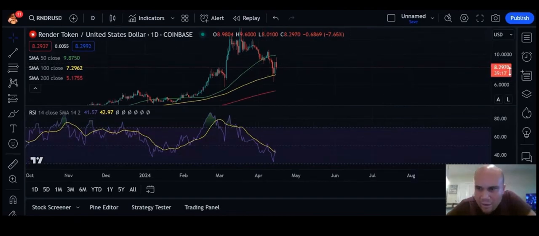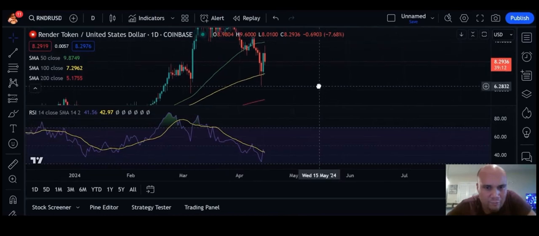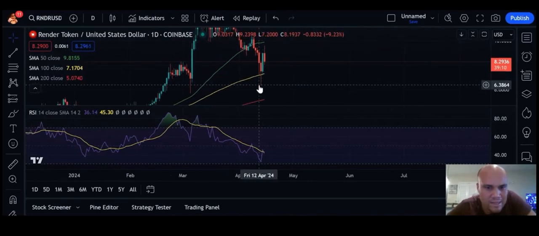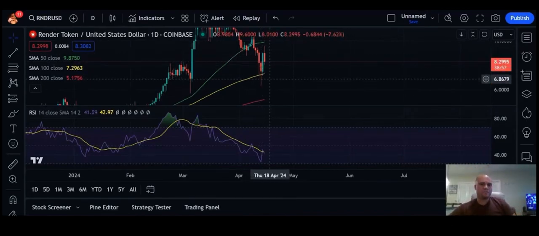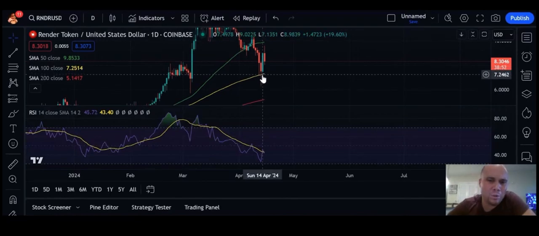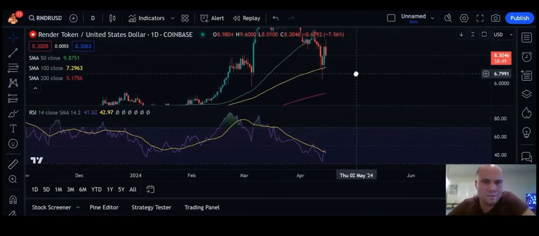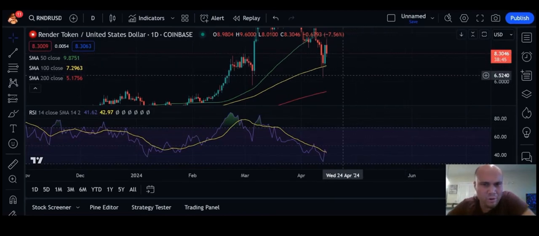Looks like we had that earlier this weekend. Let me zoom in on the chart here. Render on Saturday got as low as $6.32 on Coinbase, and we ended up closing out at about $7.51. So we shot through that 100-day moving average, but we were able to close above it. That's good for those who are trying to build some support on Render.